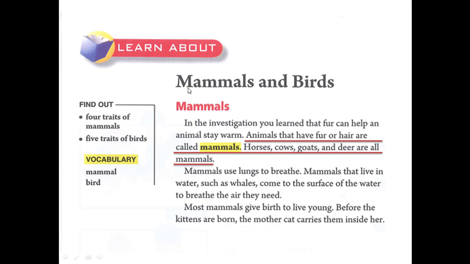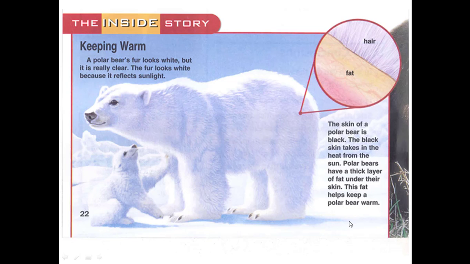After that, we studied mammals and birds. We said animals that have fur or hair are called mammals, like horse, cow, goat, and deer, and all mammals. And mammals use lungs to breathe. And mammals that live in water, such as whales, come to the surface of the water to breathe the air they need. And most mammals give birth to live young, and before the kittens are born, the mother cat carries them inside her.